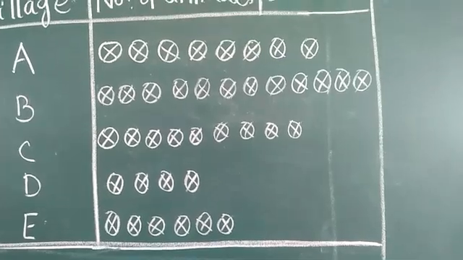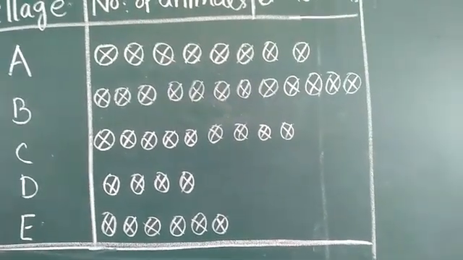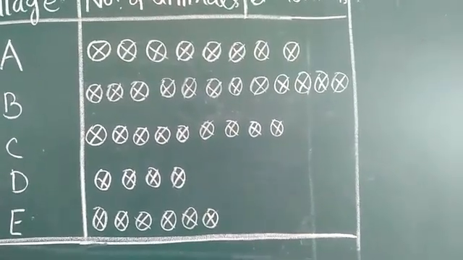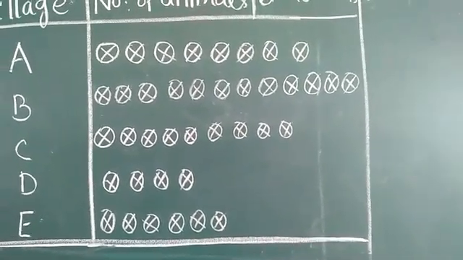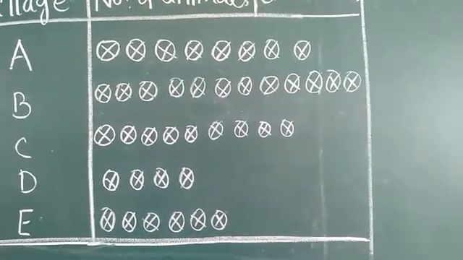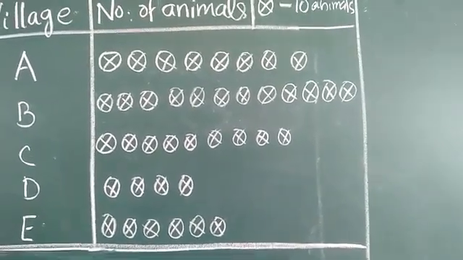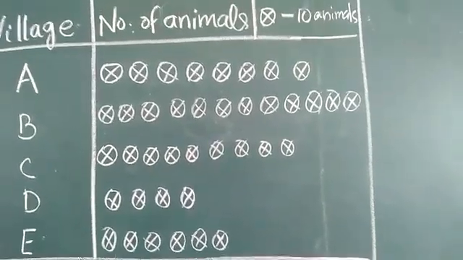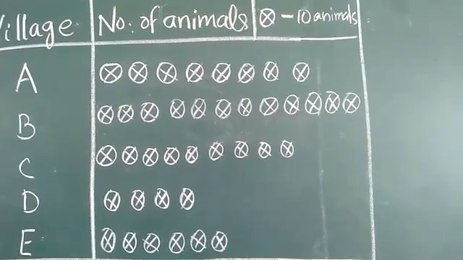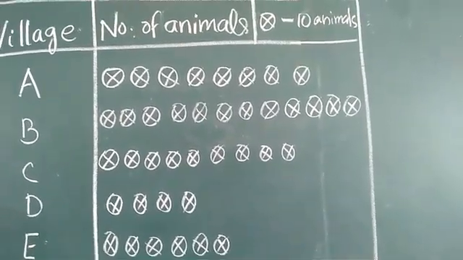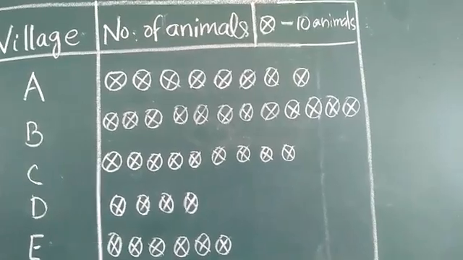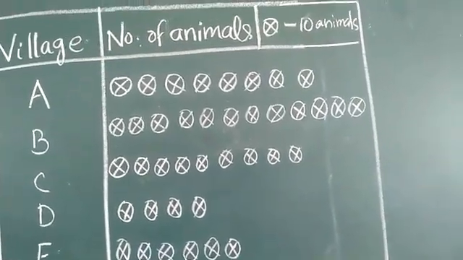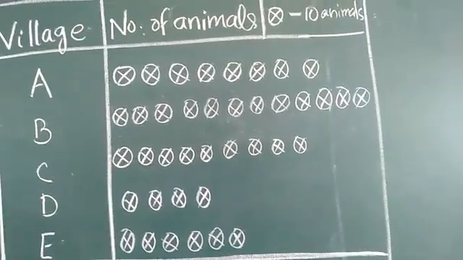So it is easy. 80, 8 pictures. Village B contains 120 animals, so 12 pictures are there. Then C, 90, 9 pictures. D, 40 animals, so we need 4 pictures. E, 60 animals, so we draw 6 pictures. This is the way we should represent the data using a pictograph. Here we represent the given data using a pictograph. Very easy. Do more problems in your notebook and practice well.